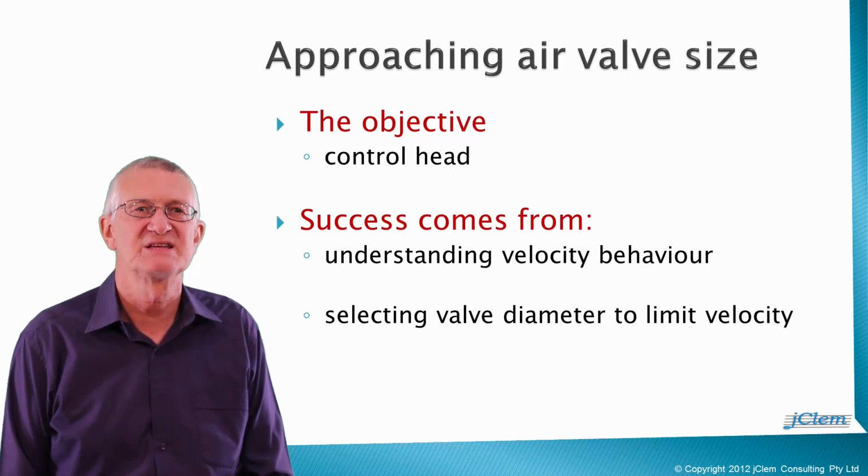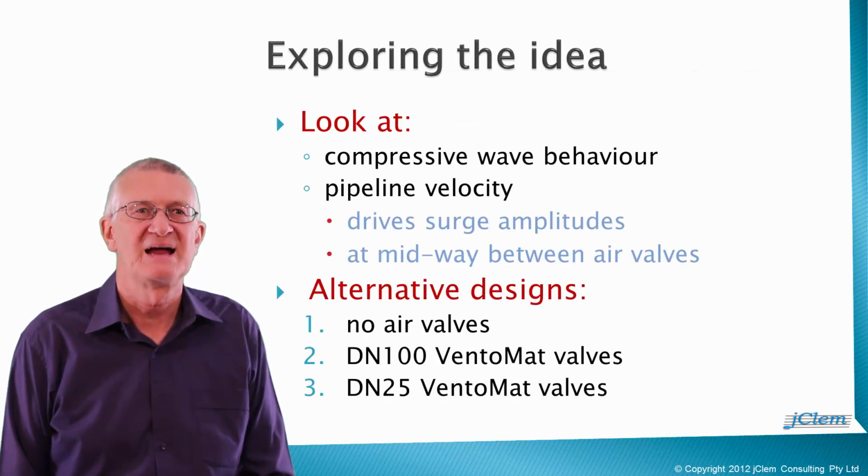However, we should consider the steps in the design process to be: 1. Do a series of transient analyses with different size air valves to understand the velocity outcomes in the pipeline. 2. Then select the air valve diameter that effectively limits velocity changes in the pipeline. 3. Finally, select the velocity change scenario by virtue of air valve size that results in minimum heads that satisfy the owner's rulebook. How does air valve size impact compressive wave behavior and pipeline velocity in between air valves?